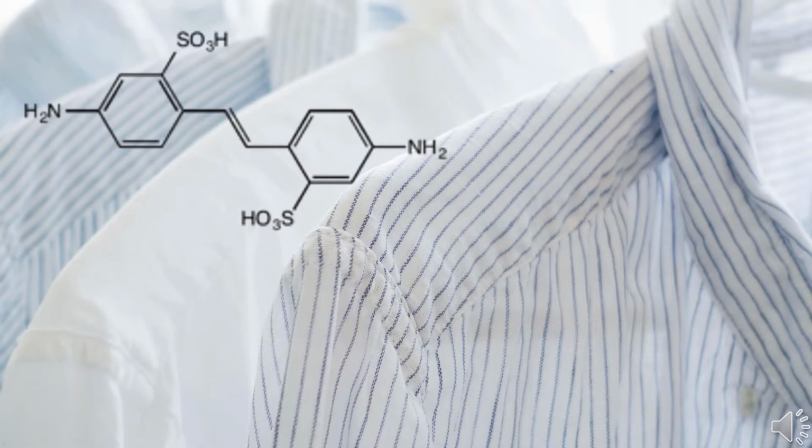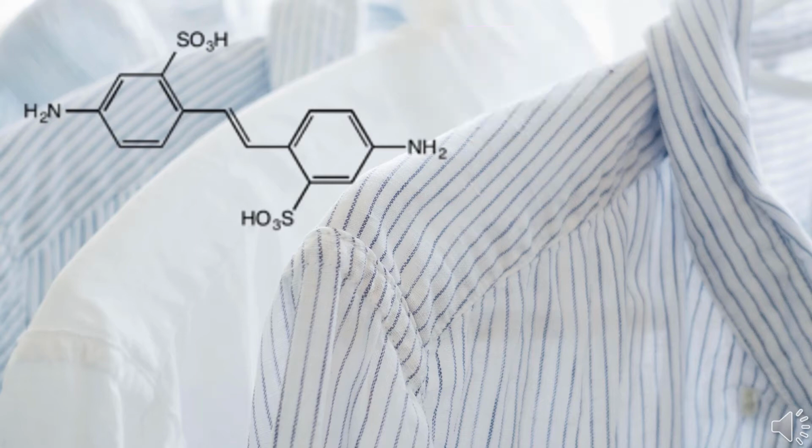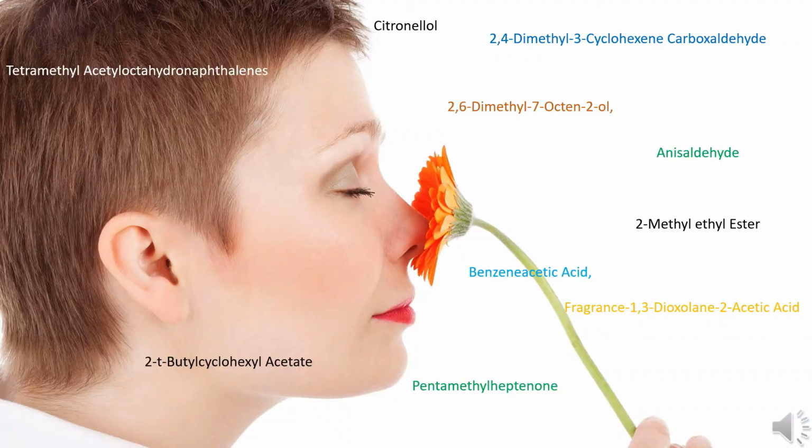Optical brighteners like stilbenes are also added to enhance the color brightening effect by absorbing UV light and emitting in the blue light region. Softener is added for conditioning the clothes and to keep the fabric soft, just same as we do after hair washing. Chemicals like dialkyl ester dimethylammonium methosulfate, diethyl ester dimethylammonium chloride, C16 to C18 saturated or unsaturated fatty acids are generally used. How can I forget to mention the perfume added into detergents?